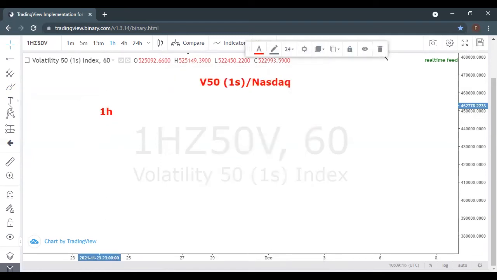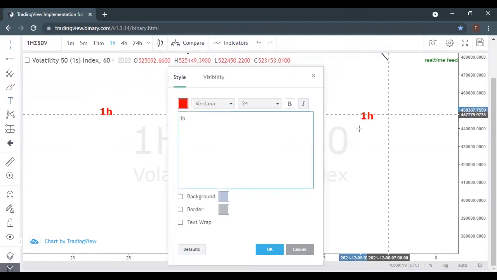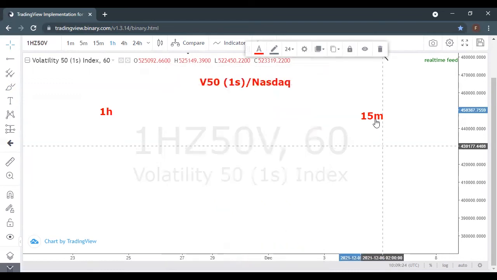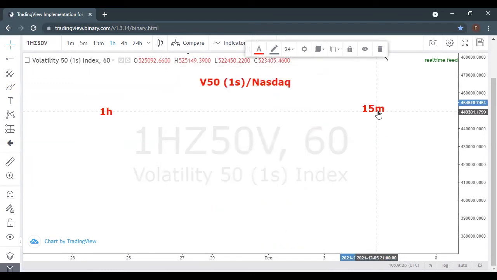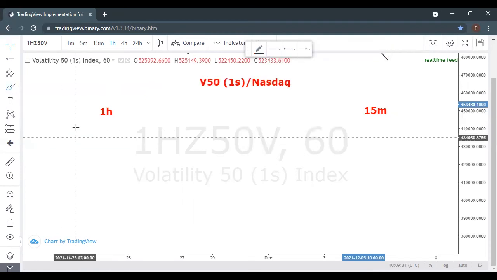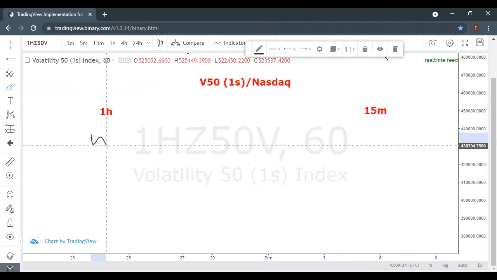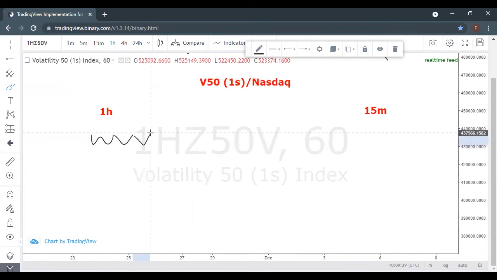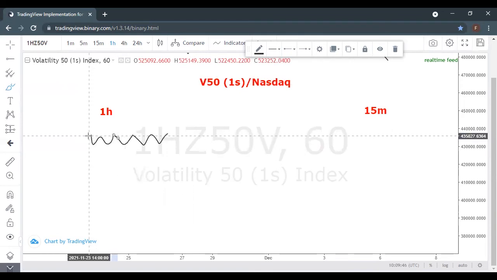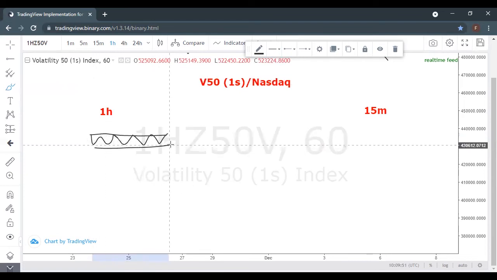then we have the 15 minute time frame like this. On our 1 hour time frame, you might notice that we have a market that is ranging. One thing that I want to mention to you: when the market is ranging or consolidating, it is building momentum or power. So once it breaks any of this zone, either to the upside or the downside, you're going to see sharp movements.